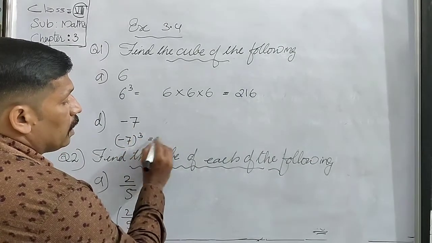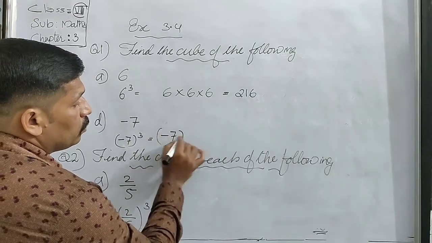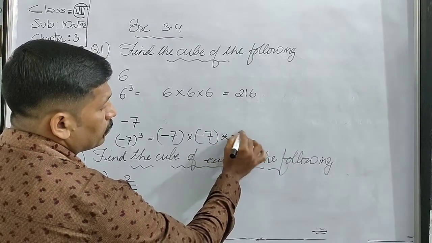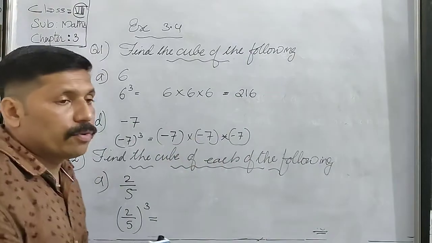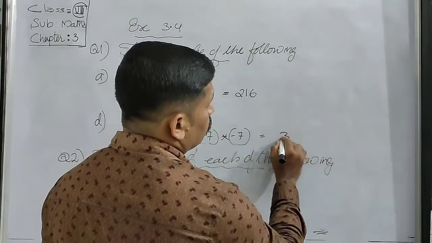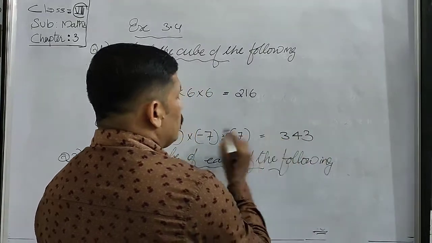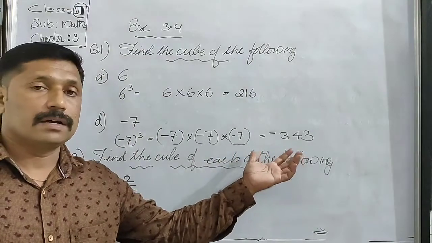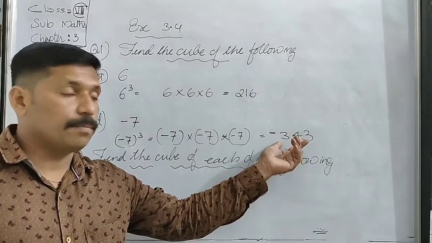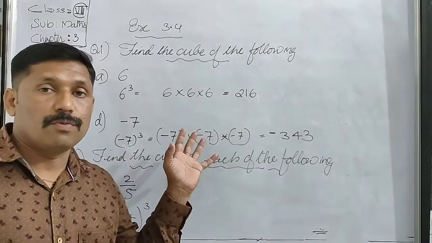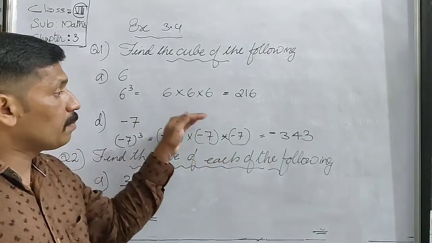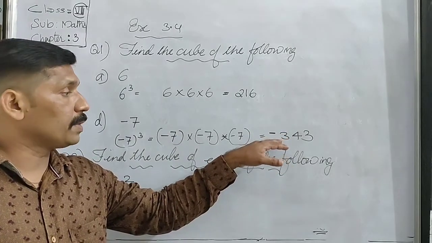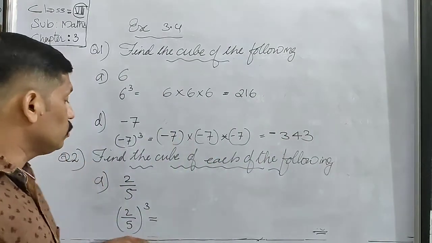Another example, negative 7. Here it is a negative number. Negative 7 cube is equal to negative 7 into negative 7 into negative 7. 7 7s are 49, 49 7s are 343. And as it is a negative number, the cube will be a negative number. So in order to find the cube of any number, whatever it may be, we have to multiply it 3 times, and if it is a negative number, the answer comes in negative. That's the only thing you have to take care of.